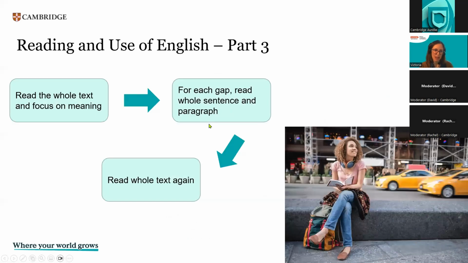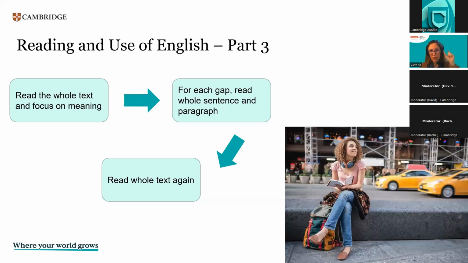So let's look at the approach to this part of the exam, and then we will look at an example. So how should we approach part 3? The most important thing that we do first is that we read the whole text. We need to read it quickly. We cannot read it in too much detail, but just read it quickly to get a general idea of what it is about. We need to focus on meaning at this point.